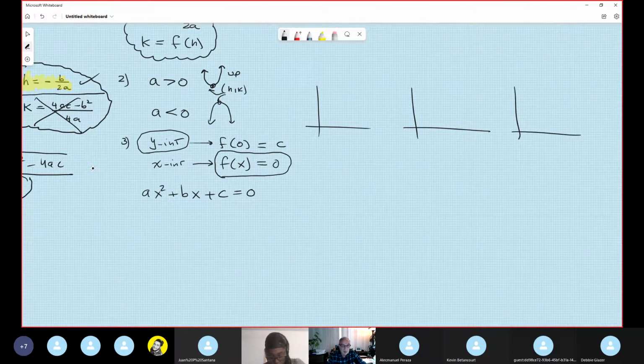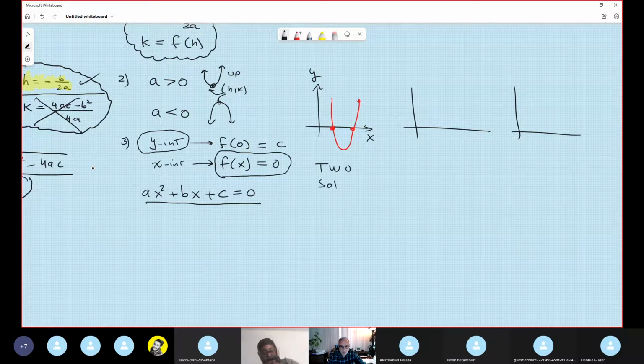We have 3 possibilities. Let me use another color. We have the possibility in which the parabola crosses the x-axis in 2 points. Entonces, this is the most common case, que the solution for this equation contains 2 solutions, because it crosses the x-axis in 2 points, so 2 solutions.